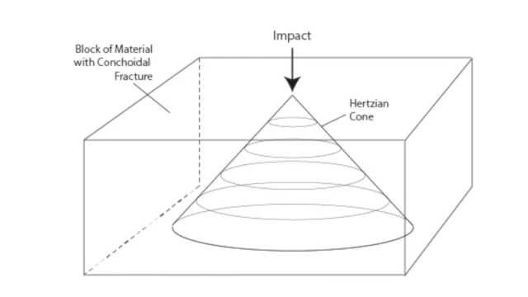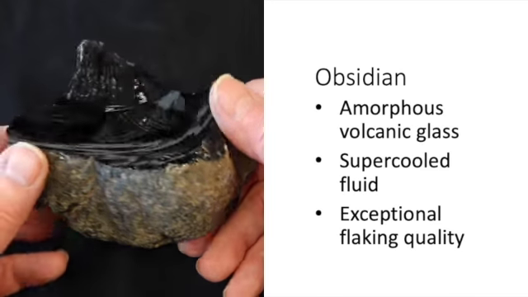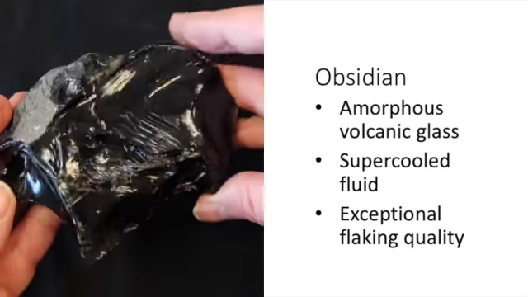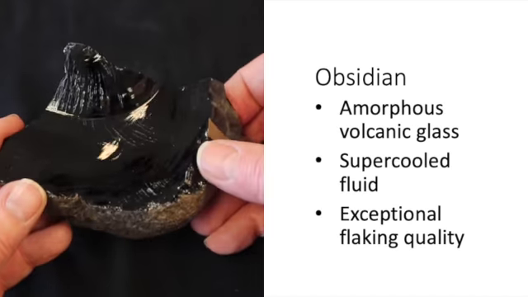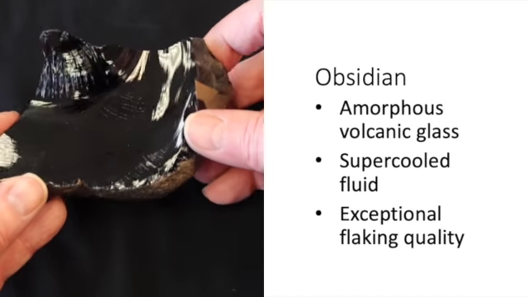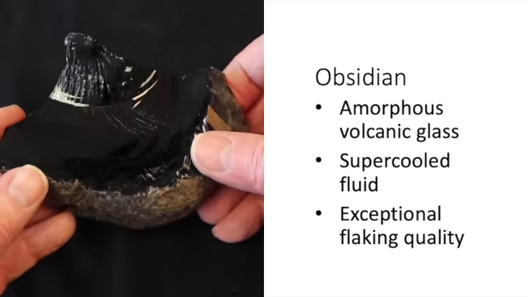Lithic technology depends on materials that break with conchoidal fracture. What that means is that when a hard object strikes it, it initiates a shock wave that travels through the material in a conical shape. The material is predisposed to break along the surface of this cone, which is called a Hertzian cone. Of all such materials, the one with the best flaking properties is glass. In nature, that includes obsidian, which is a volcanic glass.